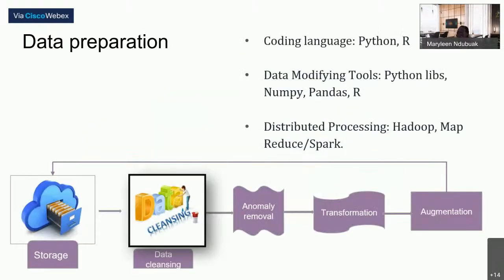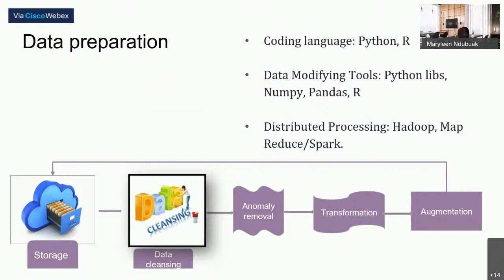Then data preparation. This is where cleaning of the data comes in. From the storage, you're going to the cleaning part, and one of the things you need to do is remove anomalies. But even in anomaly removal, you need to be careful, because some people could just say, okay, this anomaly, I just want to remove it so that I get the model. You're not trying to engineer your model to work for that data, because if you do that, it's going to fail when it comes to new instances. So be careful when it comes to anomaly removal as well.